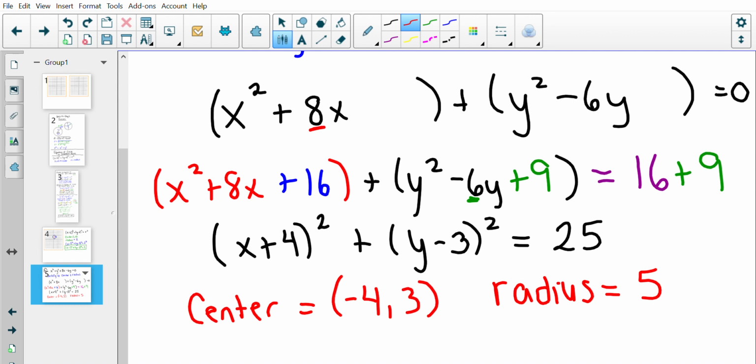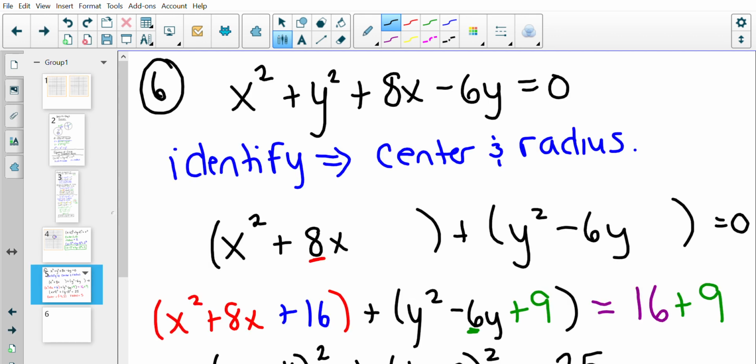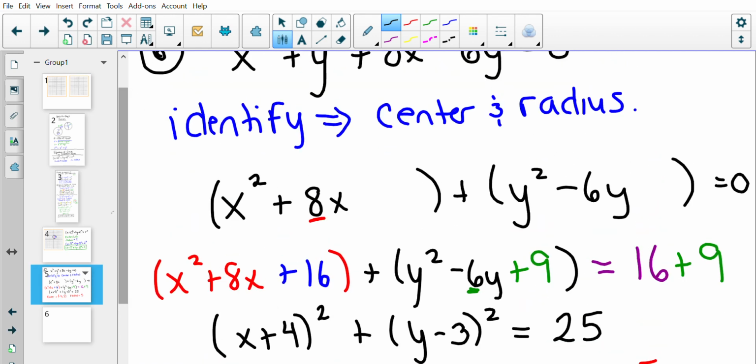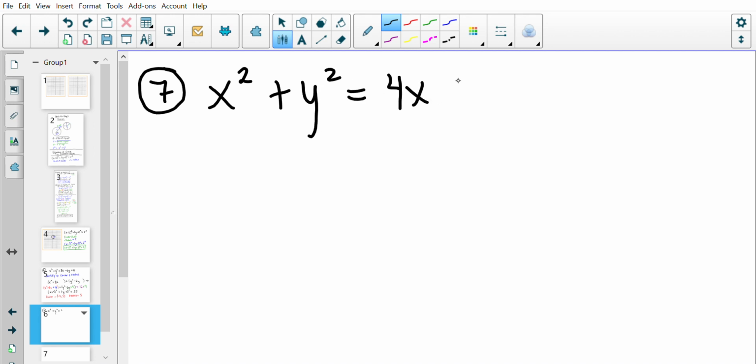Okay, last problem for us today. What number are we up to? I don't even remember number 6, so we are up to number 7. So once again, I want you to identify the center and the radius, and I'm giving you the equation x squared plus y squared equals 4x plus 9.